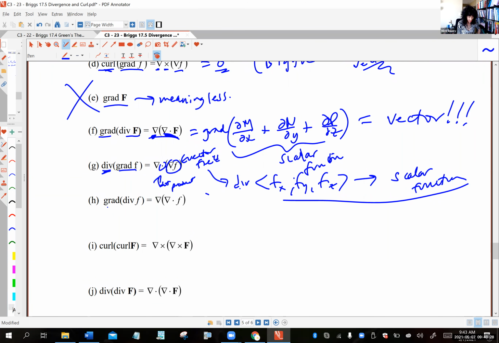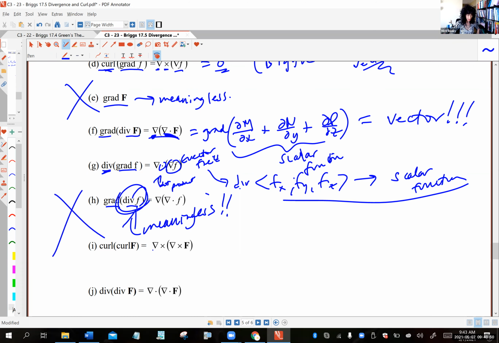Letter H, can you take the gradient of the divergence of a scalar function? Well, first of all, you can't take the divergence of a scalar function. That's meaningless, yuck. So that right there tells me can't do it. You can only take the divergence of a vector field, not the divergence of a scalar. Can't do it. So this is not good.